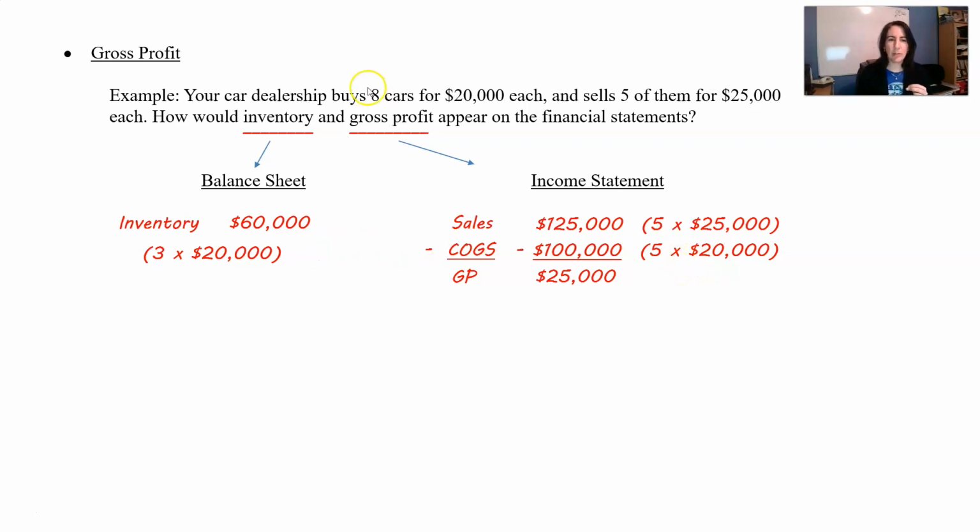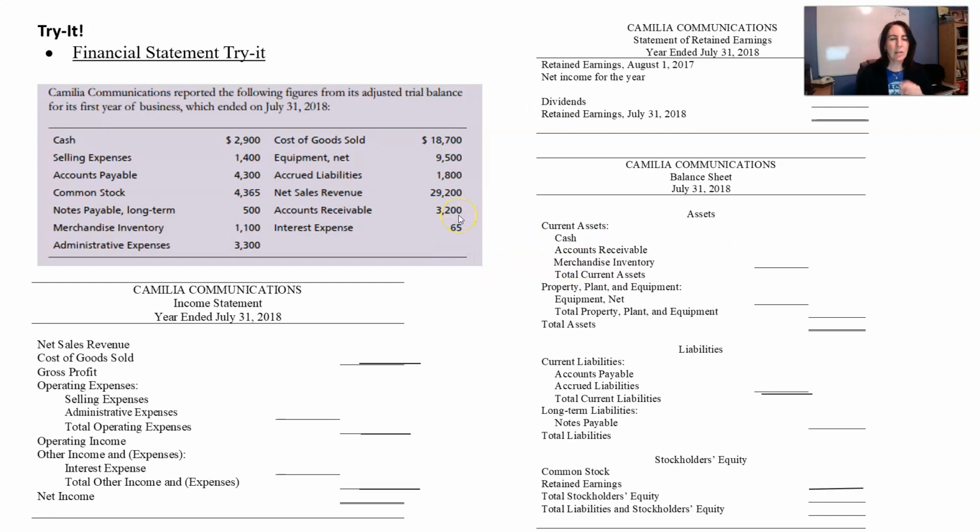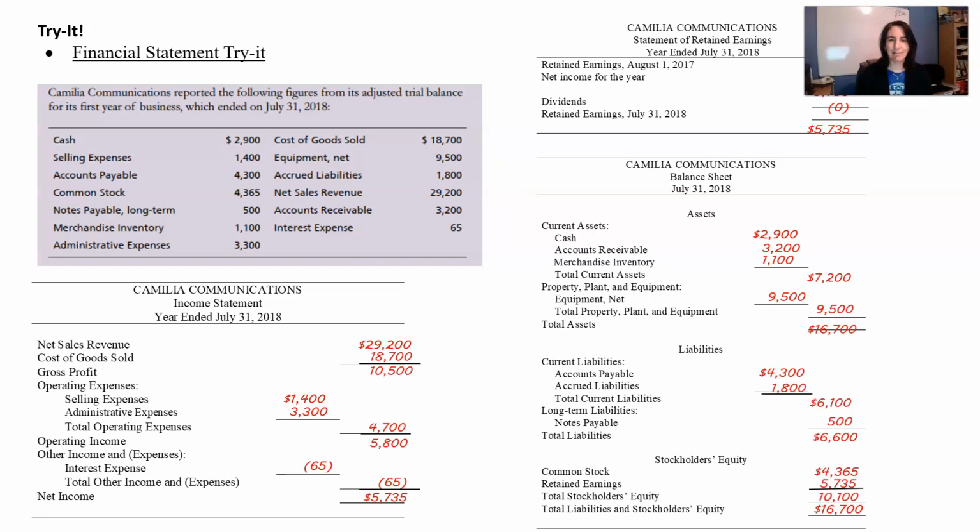So the cars are one of two places. We had 8 of them, so we have 3 that we haven't sold yet and 5 that we did. So the cost of goods sold captures that inventory value of the ones that we did sell. Okay. All right. So here's a little try it. You can pause yourself, try to go through it on your own. Pause me. And then you can come back and go through this and make sure you have all the same solutions. All right, move on.